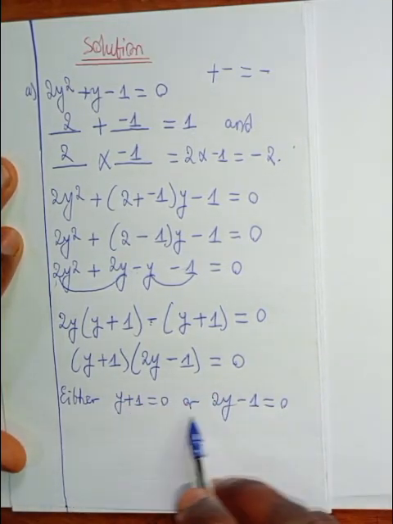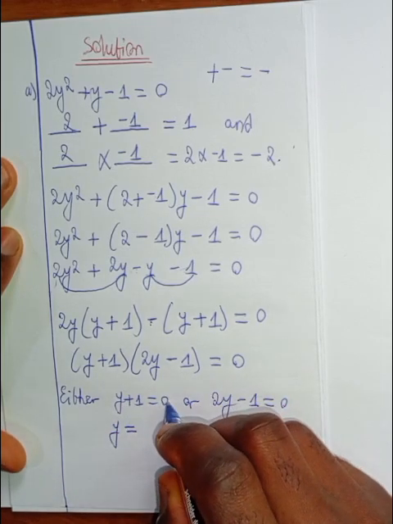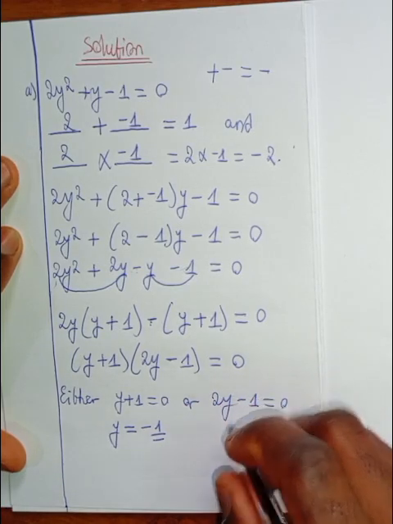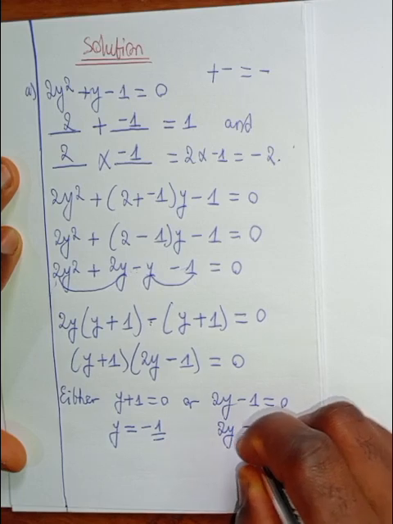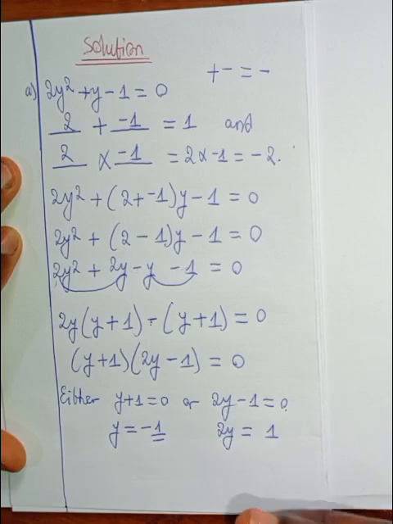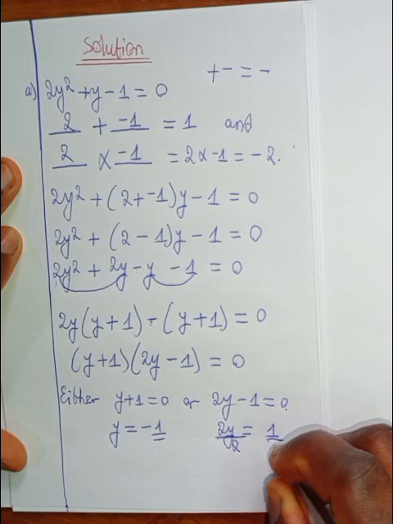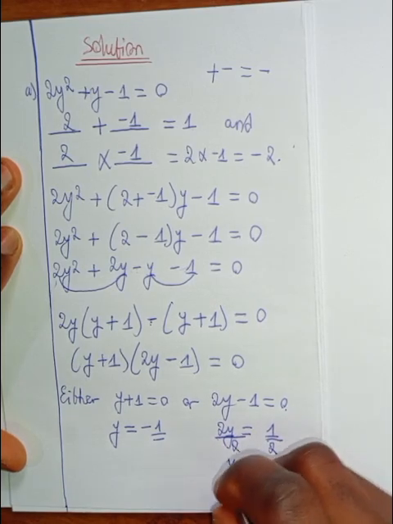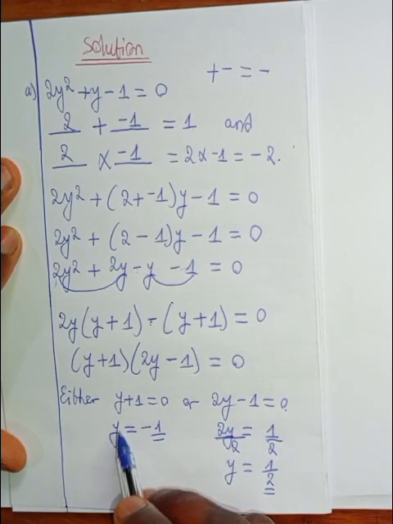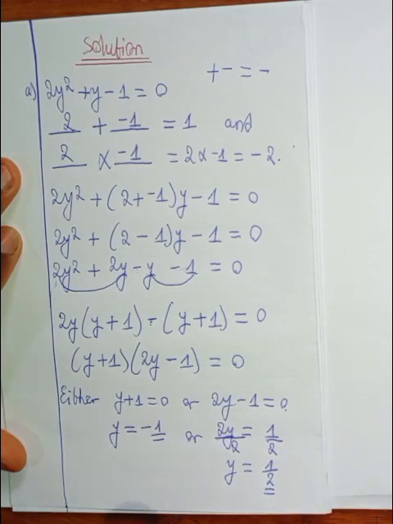We are going to solve for y in the two equations. In the first one, y will simply be equal to, we are going to transfer 1 to the right hand side. It becomes negative 1. For the second linear equation, this will give us 2y to be equal to, we transfer negative 1 to the right, it becomes positive 1. Now for us to get the value of y, we are going to divide all through by the coefficient of y, which is 2. We divide here by 2. This will give us y to be equal to a half. So these are the values of y. y is equal to negative 1 or y is equal to a half.